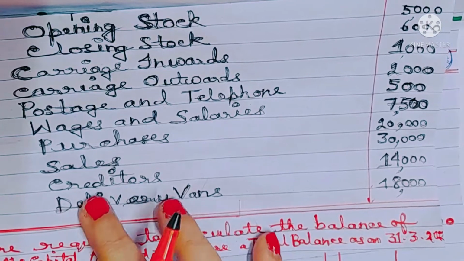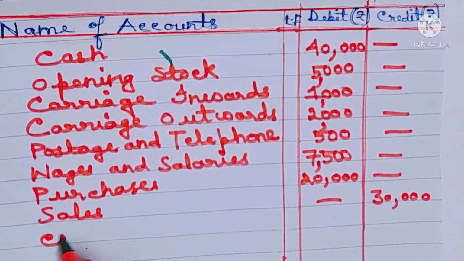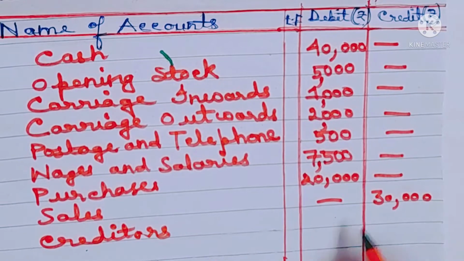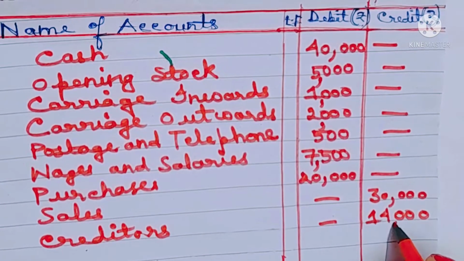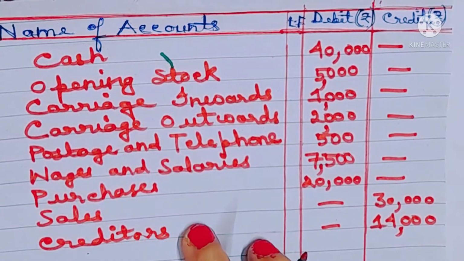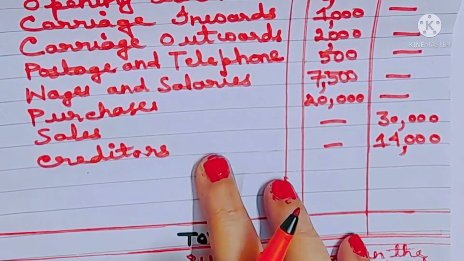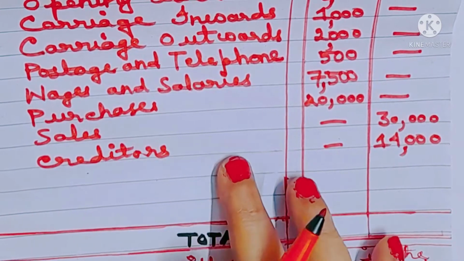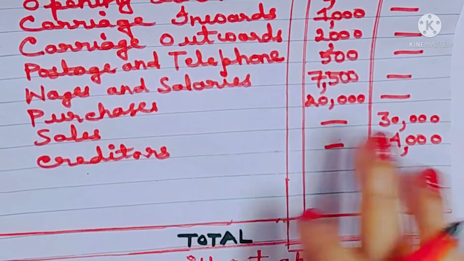The next account is creditors, 14,000. Let's write creditors. Creditors has a credit balance, and that is the reason we're writing 14,000 in the credit column. Why creditors is credit? Because creditors comes under personal account. According to personal account, the giver of the benefit is credit. Here, creditor is the giver of the benefit. So, creditor account will be credited. Understood? Let's see the last account.